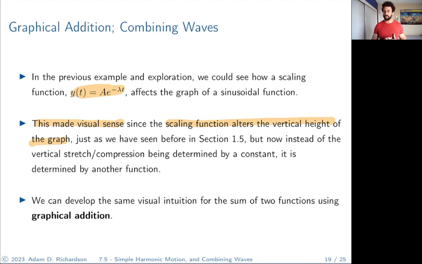And we've seen this before. We explored this back in section 1.5. In section 1.5, that multiplier in the front, that coefficient in the front of your function, gave you a vertical stretch or a vertical compression. The only difference between what we saw back then and what we're looking at now in this section is that back then, everything was a constant, right? So A was a constant.